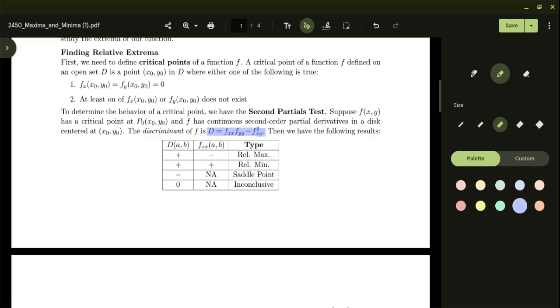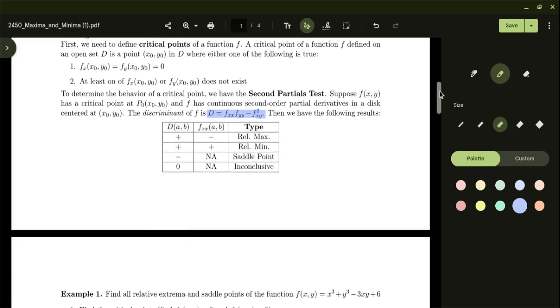But if the discriminant is a positive value, we have two options: a relative maximum or a relative minimum. To determine which of these two our point is, we also need to use our f sub xx expression. Once we've plugged in our critical point into this expression, if we get a negative value, we have a relative maximum. If we get a positive value, we have a relative minimum. So we only really need this middle column if we get a positive discriminant.